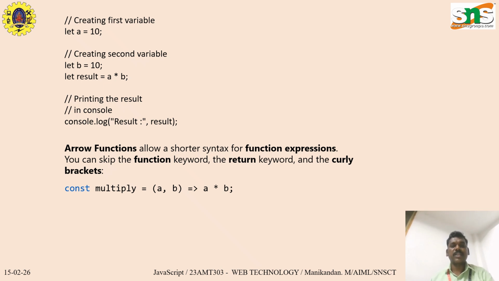Arrow functions allow a shorter syntax for function expressions. You can skip the function keyword, the return keyword and the curly brackets. Simply we can write it as: const multiply equal to a, b gives a into b.